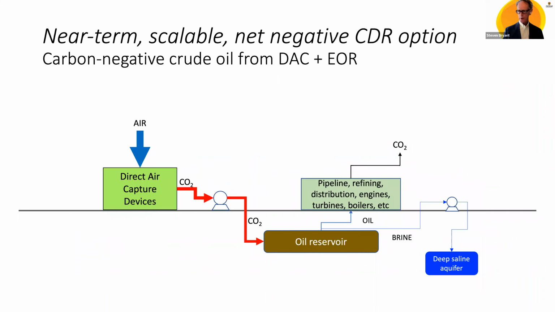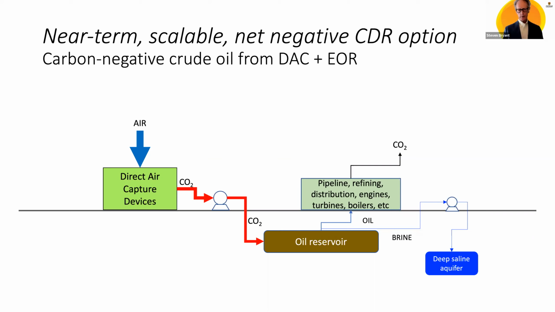In this case, the illustration we'll look at is from direct air capture and CO2 EOR. This can be done in the near term. It's scalable to material scale for removals. Recall, we need to get to gigatons a year of CDR. And you can actually make oil production a net negative process if you do it right. How do you do that? That's what we'll spend a few minutes talking about now.